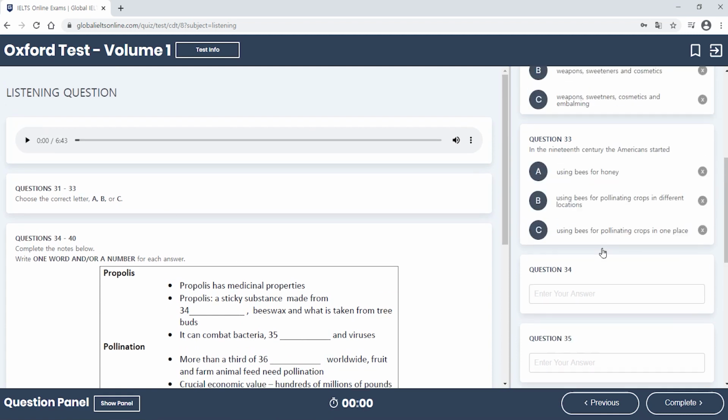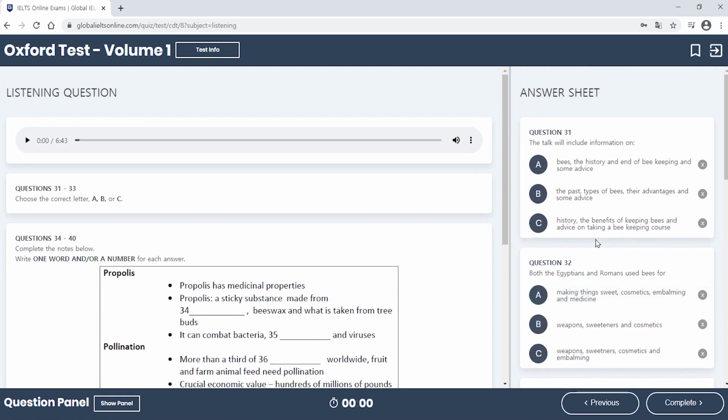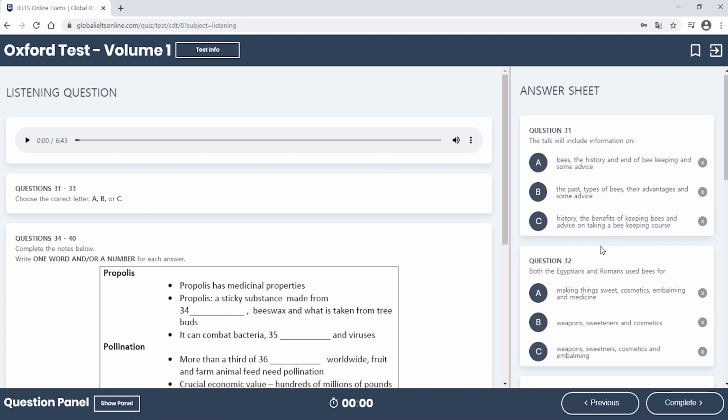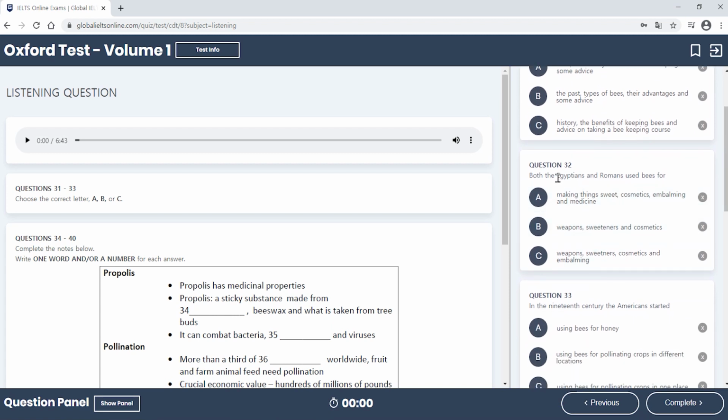When we look at the multiple choice section, which will come first, we're looking for what the talk will include information on, so we've got to be listening for the main topic of the talk. That's probably going to come right at the start, so you want to be ready to answer that straight away. Then we've got our keywords, Egyptians and Romans. What did they use bees for? We'll know when he mentions that, that's part of our key terms.